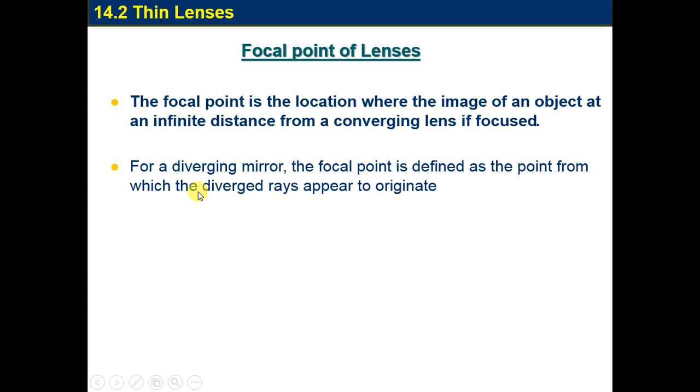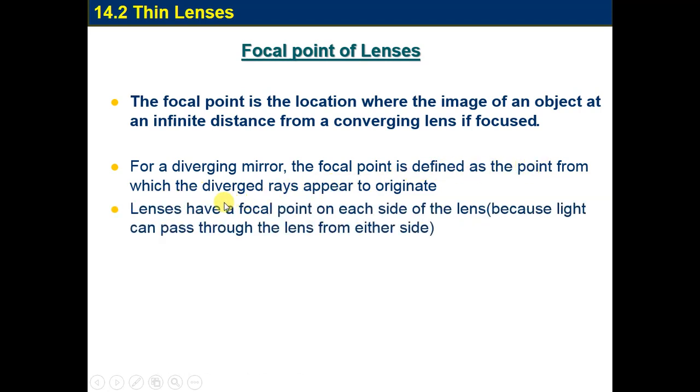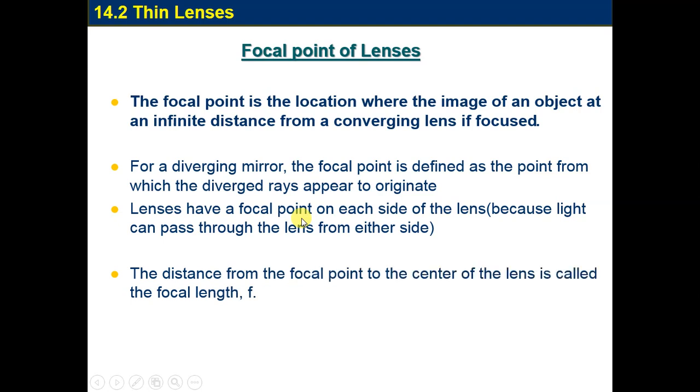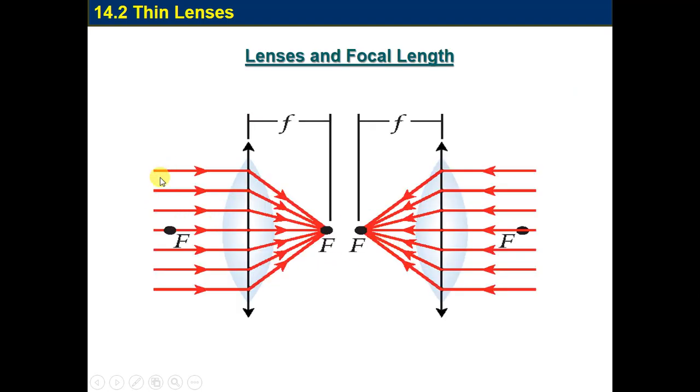Okay, so for a diverging lens, for sure the focal point is defined as the point from which the diverged rays appear to originate or to come. Lenses have a focal point on each side of the lens. Why? Because for sure, girls, my object can be here, okay? So my focal point will be here. But also, I can put my object on this side and then the focal point will be here, okay? So the object, you can place it on the side that you want.